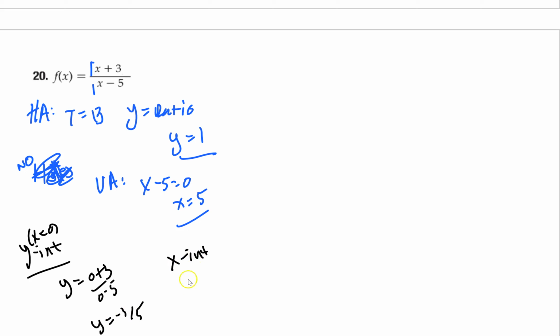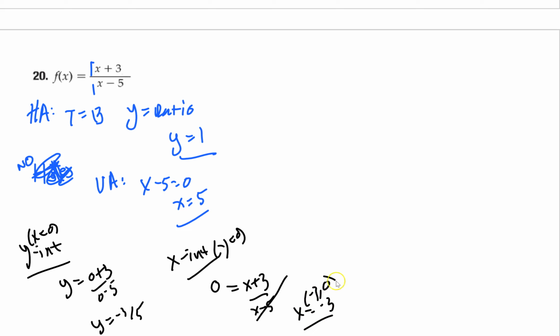X-intercept, set y equal to 0, sorry. So it's the opposite one. That's f of x, so 0 equals x plus 3 over x minus 5. Multiply both sides by the denominator so it goes away. You just have this, and you get x equals negative 3. So the x-intercept is negative 3, 0, and the y-intercept is 0, negative 3/5.